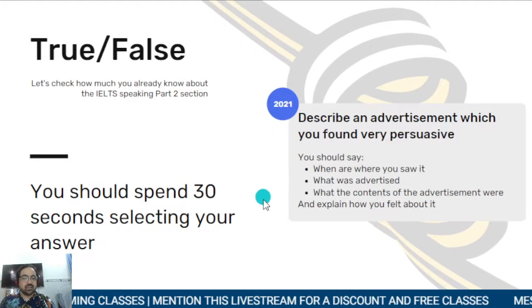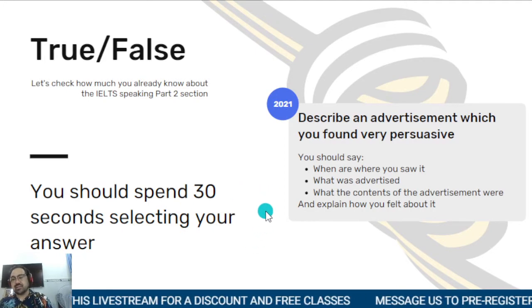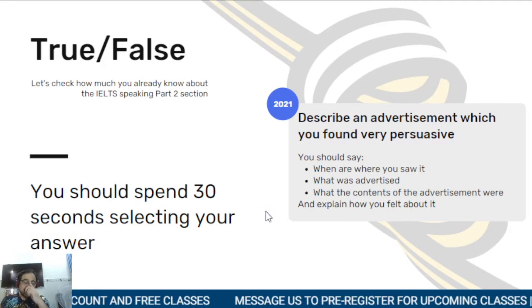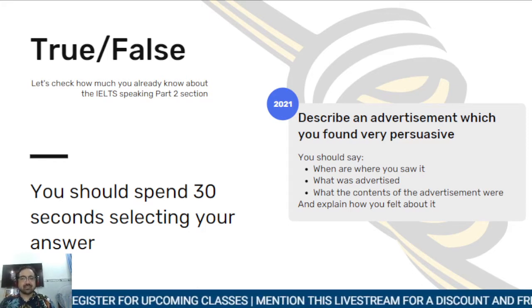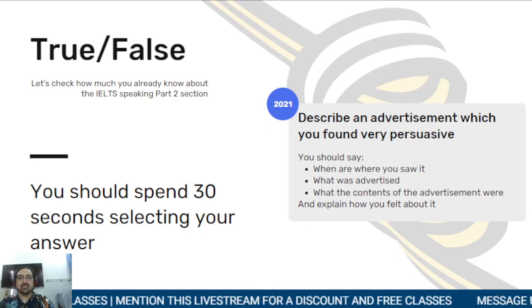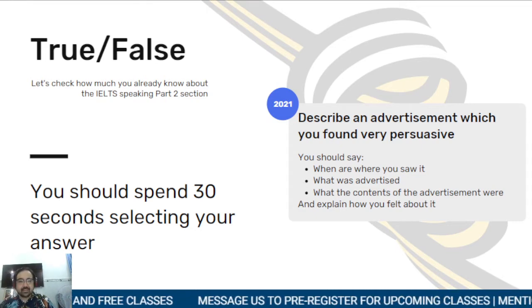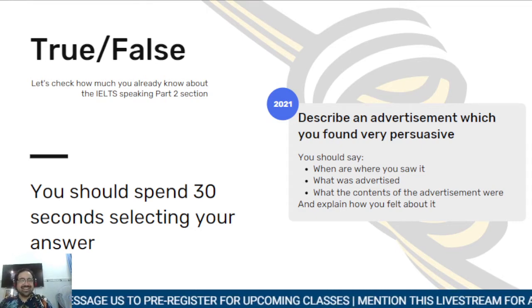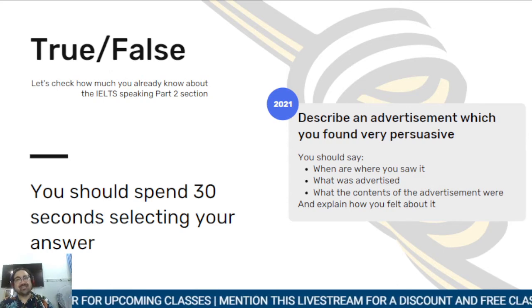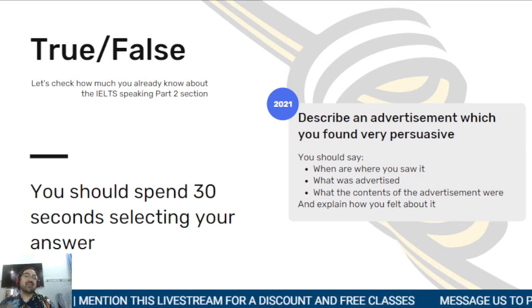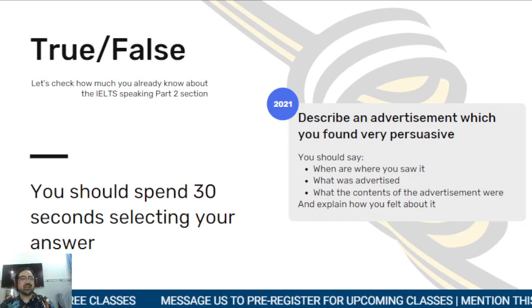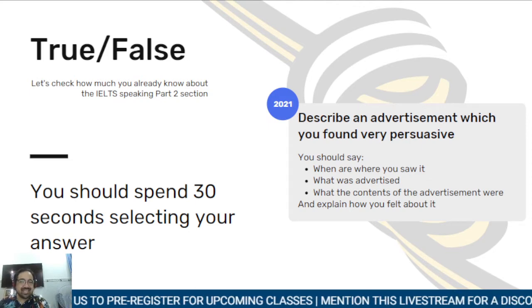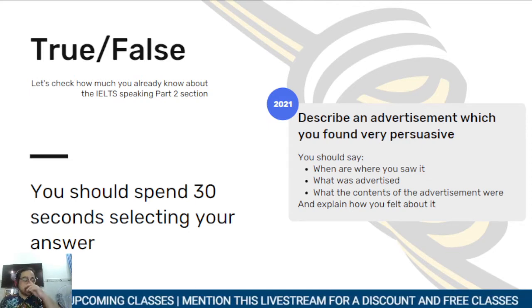Okay, last true or false. You should spend 30 seconds selecting your answer. We've already talked about this earlier, so most of you should get this right. Yeah, most of it's no. Right? You only have 1 minute to get ready, and if you spend half of it, 50% of your time, you will not be able to get a good score, most likely because you don't know exactly what you want to talk about.